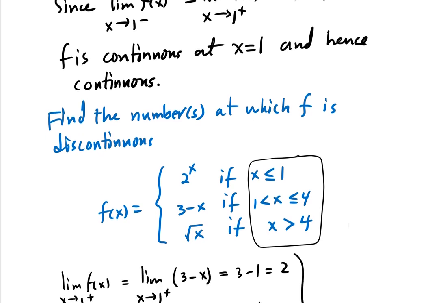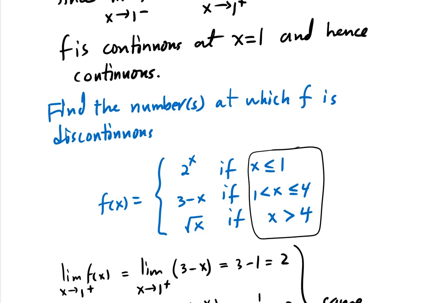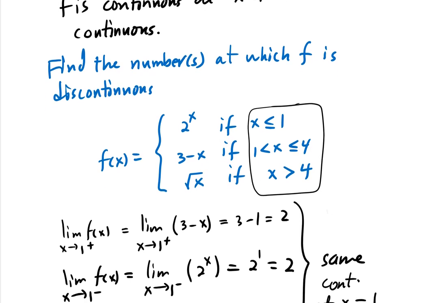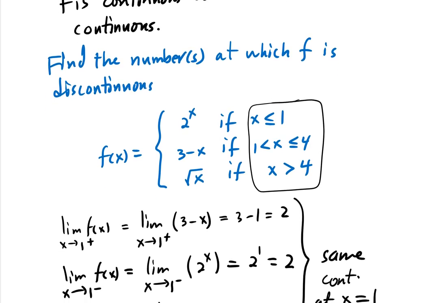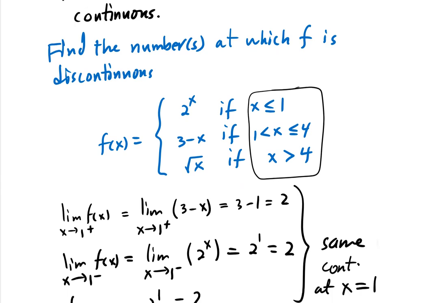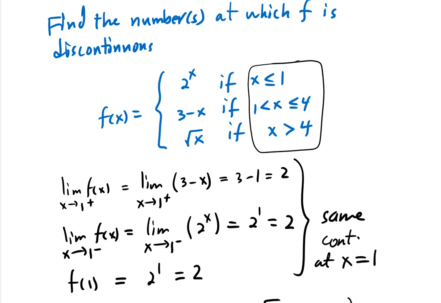We start by finding the limit of the function as x approaches 1 from the right side. Right side means a little bit above 1, and that would be the second line, which is 3 minus x. So 3 minus 1 is 2. From the left side of 1, that would be the first equation, 2 to the x. So 2 to the first power is 2. Also, f of 1 is the first function, 2 to the x, 2 to the first power, which is 2. Notice they're all the same. Therefore, this function is continuous at x equals 1.